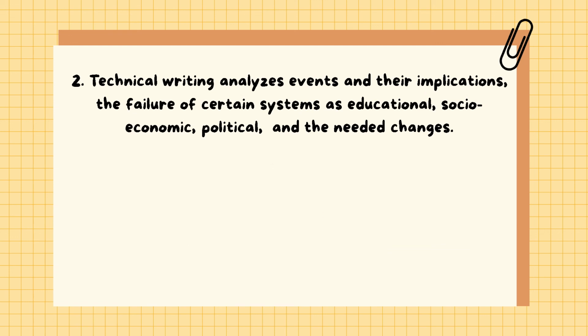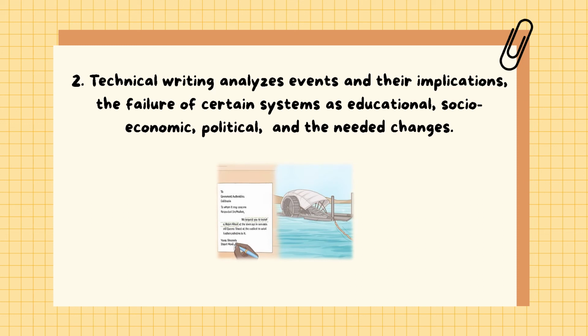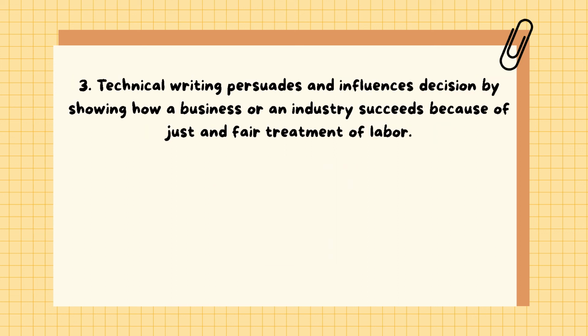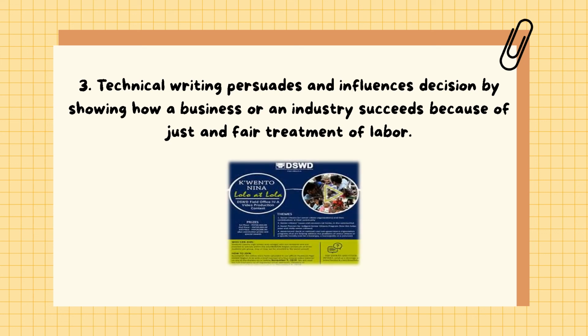Number 2, technical writing analyzes events and their implications, the failure of certain systems, such as educational, socioeconomic, political, and the needed changes. For example, it can help us on how to save the dying rivers of the country, like Laguna Lake. Number 3, technical writing persuades and influences decisions by showing how a business or an industry succeeds because of just and fair treatment of labor. For example, it can help on how an agency like the DSWD can improve the social problems of the country.